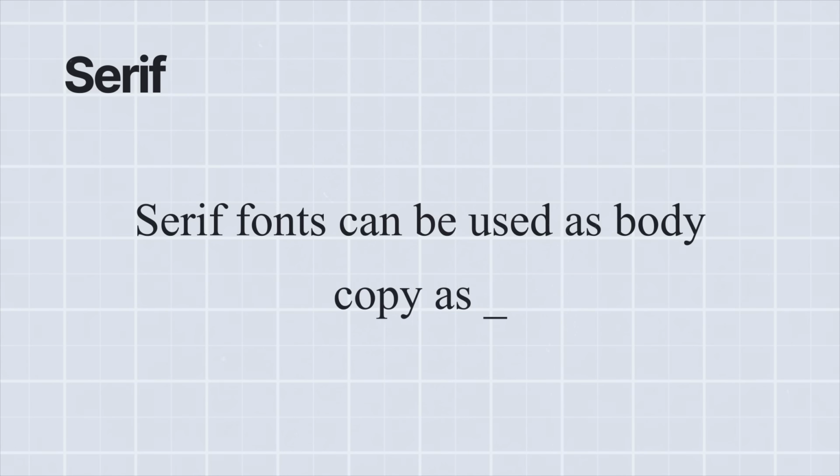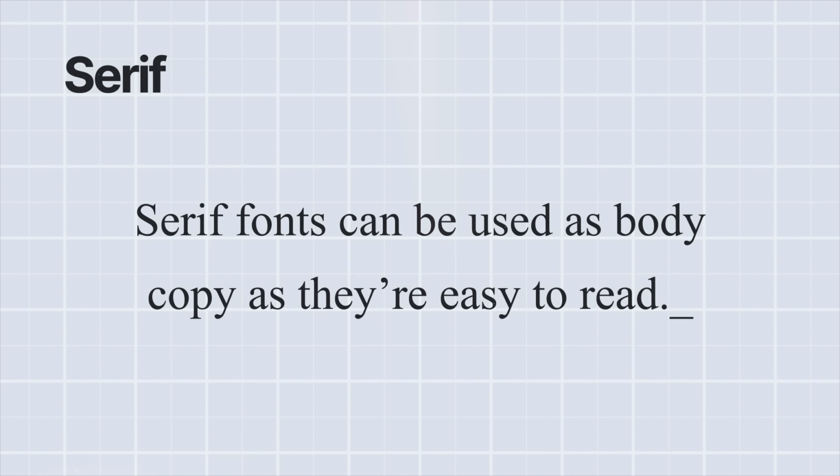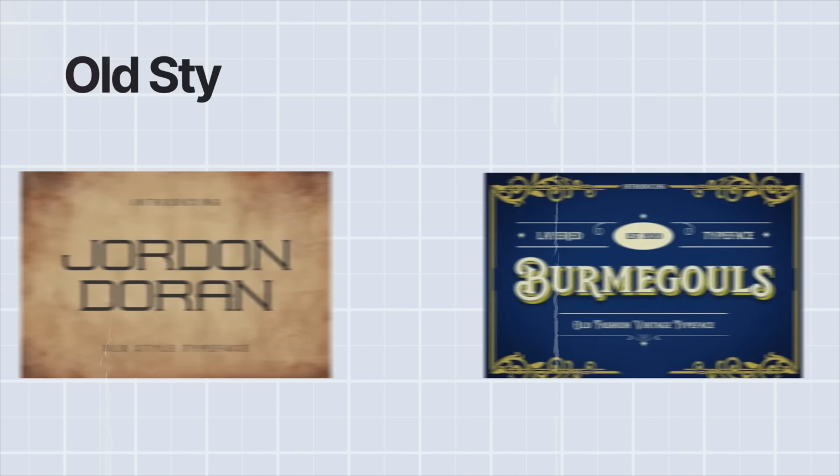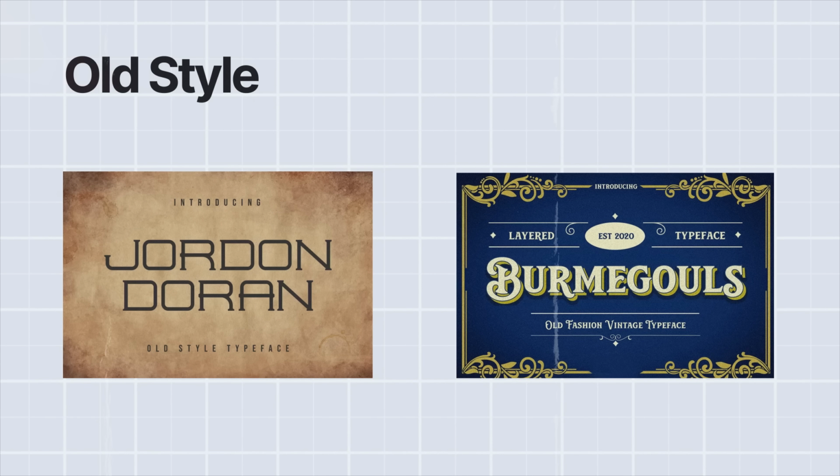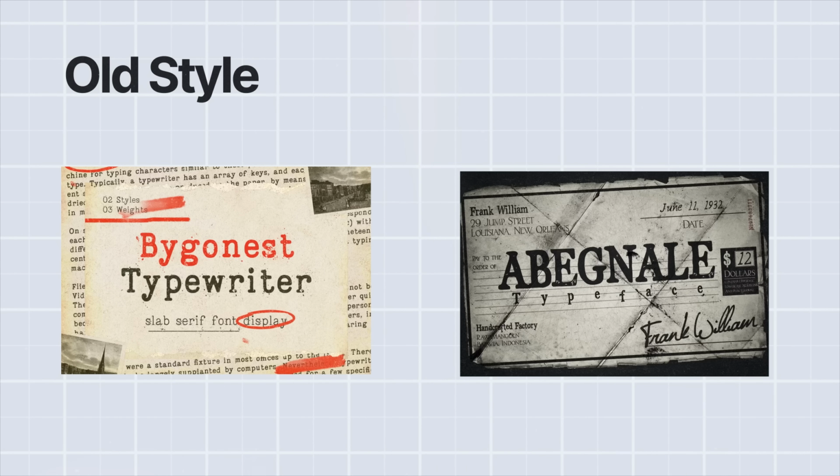Next, we have serifs. So serifs, like mentioned before, are the small feet at the end of a stroke on a character. With the exception of slab serifs, serif fonts can be used as body copy as they are easy to read and very comfortable to the eye. Serifs can be subdivided into old style. These fonts were developed between the 15th and 18th century to be used as metal type for early printing processes. These feature slightly rounded, cupped, and inclined serifs.